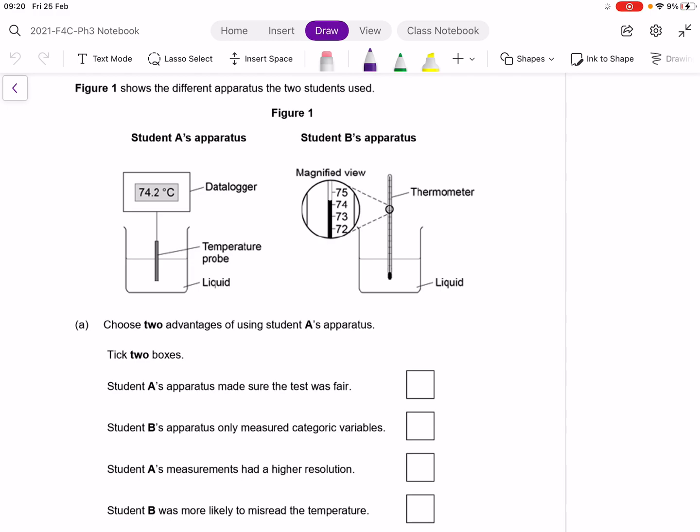So A makes it fair. Well, hopefully these are both fair tests. Sometimes they say you can't use that, but then they're using it there. So anyway, I think they should both be fair tests. There's nothing there about the equipment that says they're not.